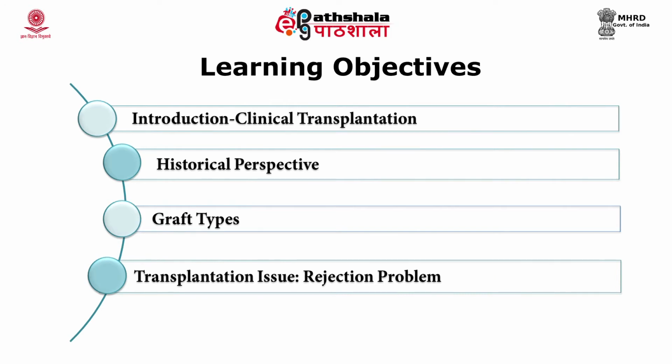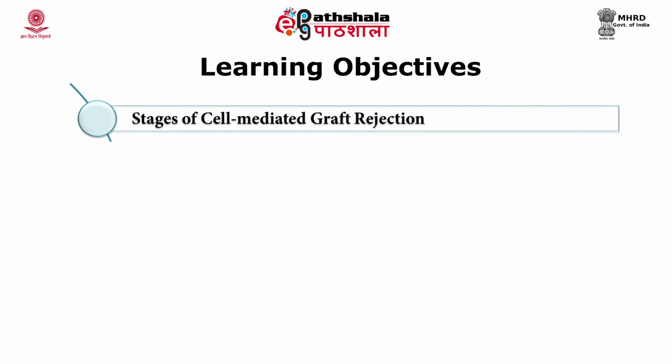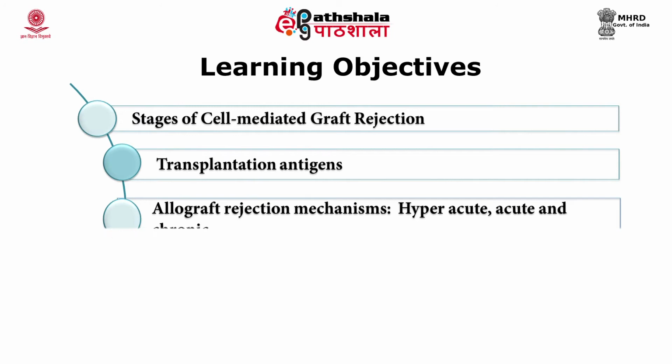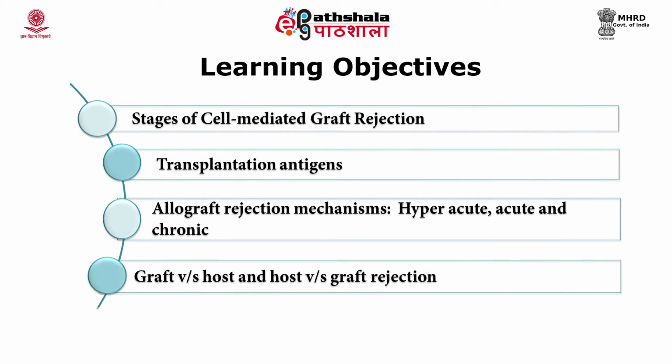rejection in various transplantations. After knowing the transplantation rejection issues, we will go through with the various stages which occur in the transplantation process. We will try to know the reasons which are behind causing a transplantation, that is the transplantation antigens. We will move to allograft rejection mechanisms, which can be the hyperacute one, the acute one, and the chronic one. Later we will discuss the issue of host versus graft and graft versus host.